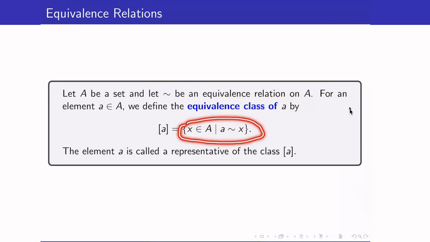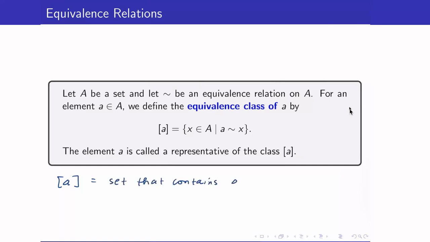What is this set? This is the set of elements x in A such that a is related to x. And we say that the element a is a representative of this class. The equivalence class containing a is the set that contains all elements in capital A that are equivalent to a.